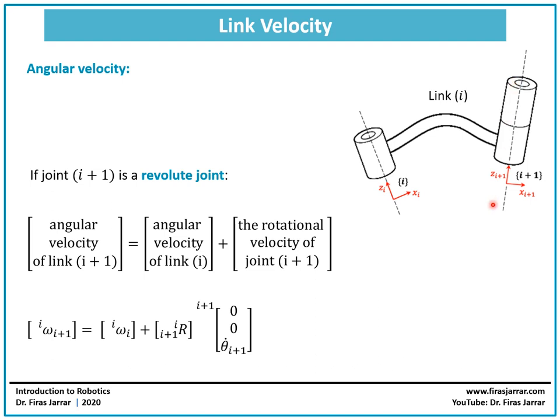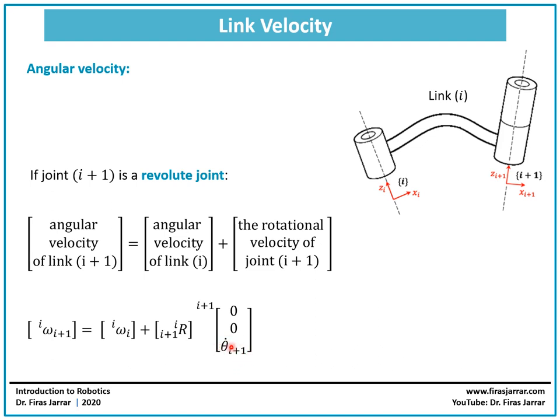So due to this rotation, we can add an additional component to the angular velocity of the link before it, in order to get the angular velocity of link I plus 1. This can be written as follows. So omega here, the angular velocity of link I plus 1, is going to be the angular velocity of link I, both of them expressed in frame I, plus the new component due to the joint rate, theta dot. And notice the theta dot is in the z.